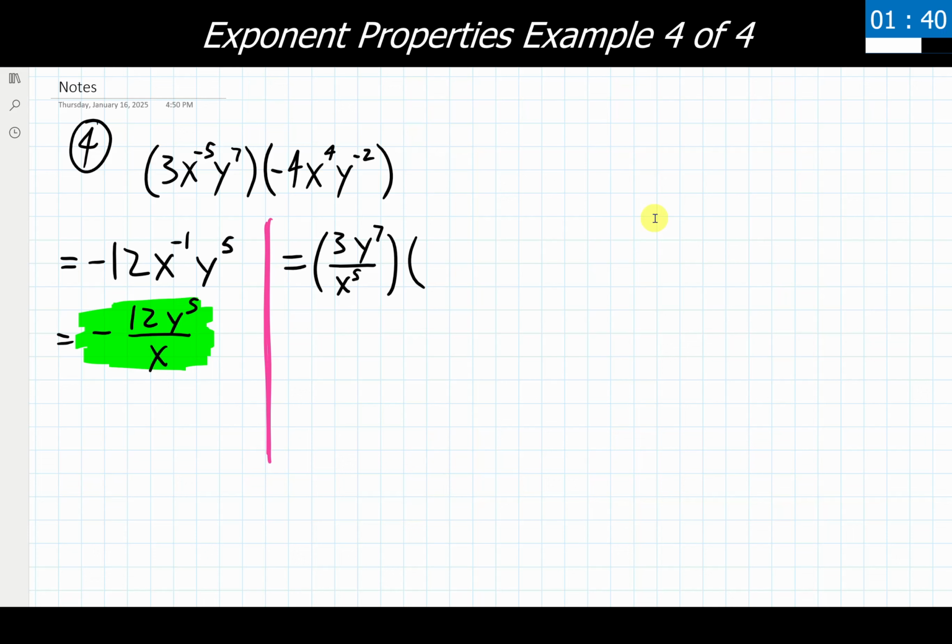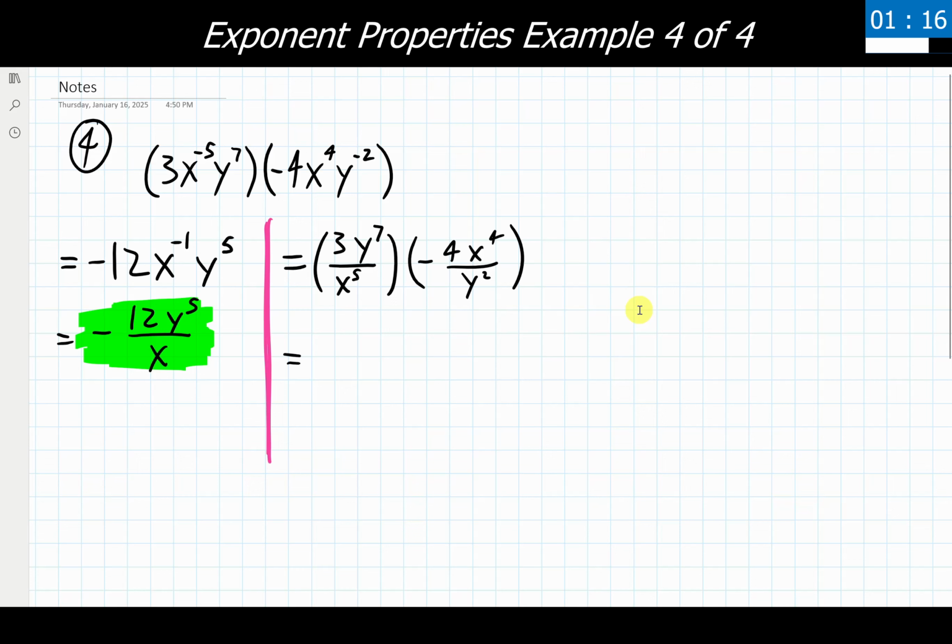Then for our second expression, the y is being raised to the negative 2nd power, so that's the only thing that's going to flip. So I'm going to have negative 4x to the fourth being divided by y to the second power. And now I have two fractions that are multiplying together. I can multiply the numerator straight across. I can multiply the denominator straight across.